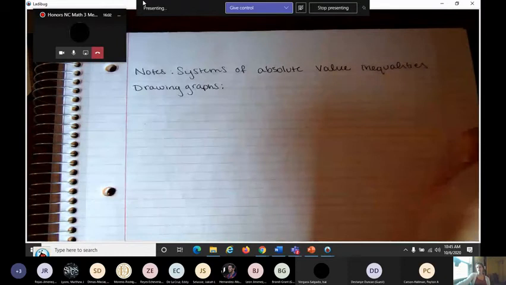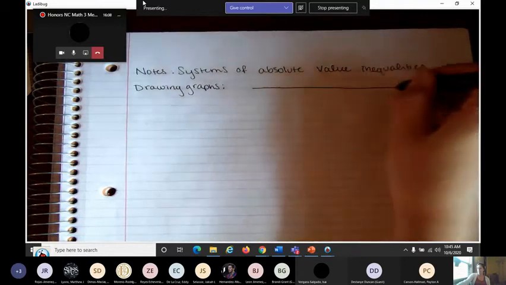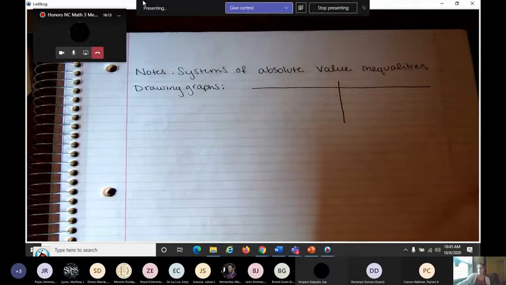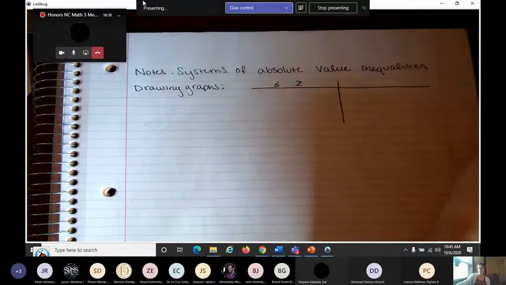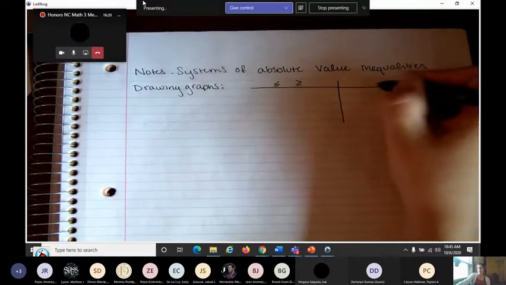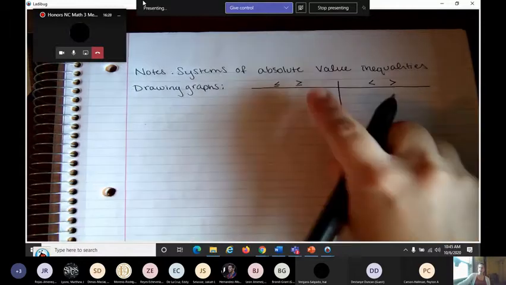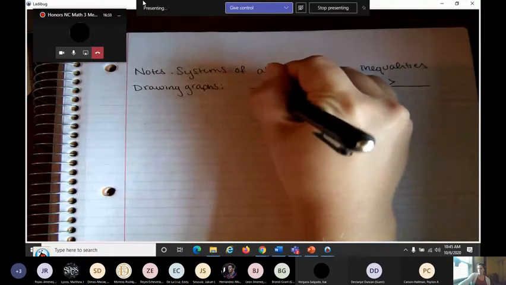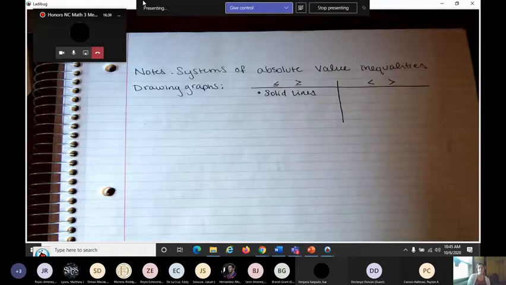Okay. There are two things you've got to remember. I'm going to make two little columns here. So one is for when we have less than or equal to signs or greater than or equal to signs. And the other is going to be if we have strictly less than or strictly greater than. When we have the equal to, this means we need to have solid lines. We are including all the points on the lines.